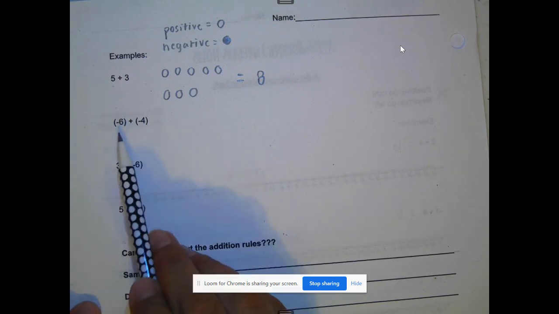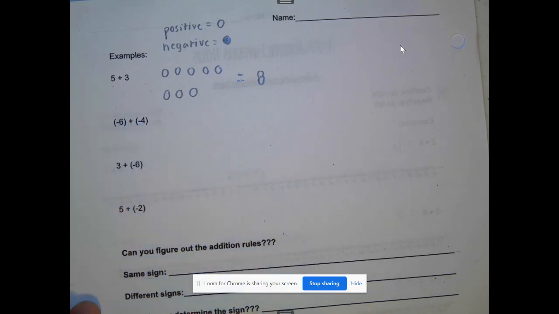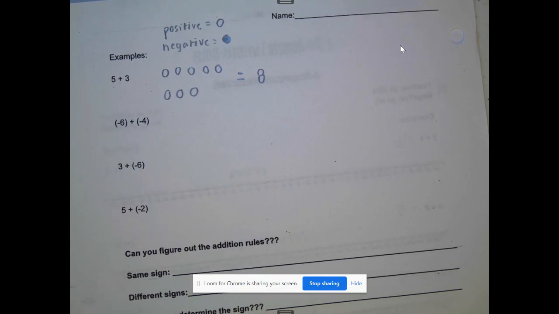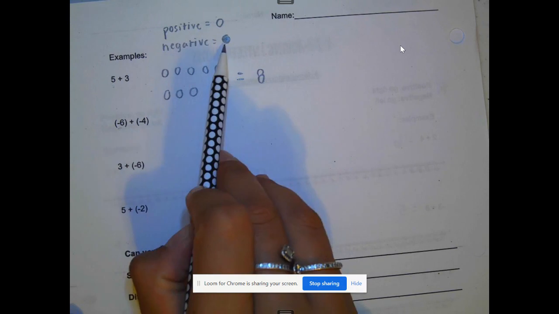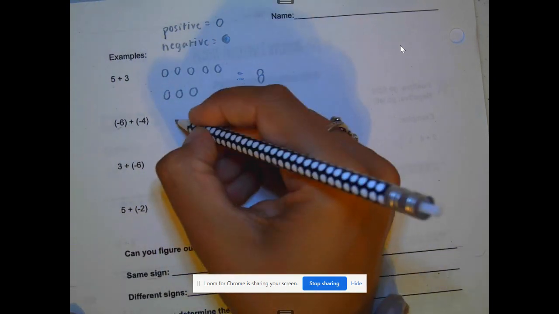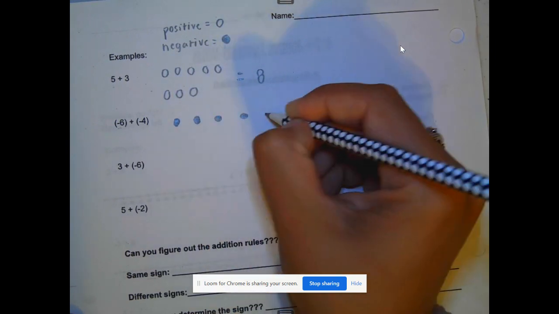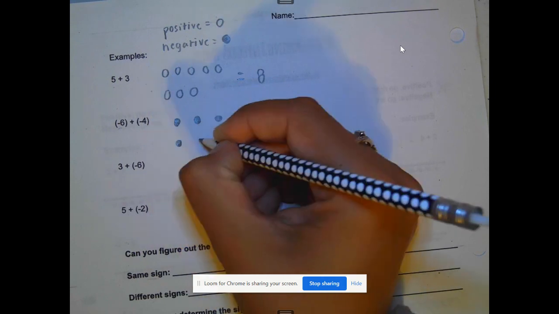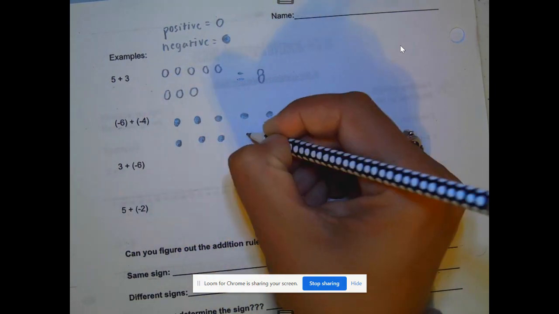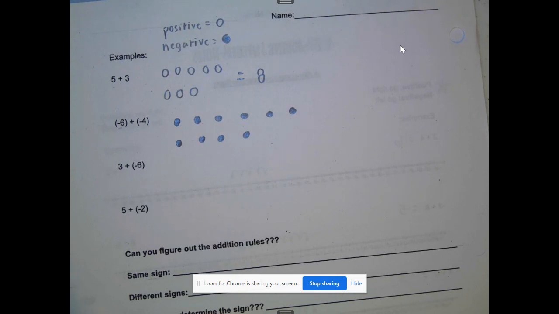Next example, I have negative 6 plus negative 4, okay? So we need to draw 6 closed circles to represent negative 6. 1, 2, 3, 4, 5, 6. That represents my negative 6. Now I need to do the negative 4. So I'm going to draw 4 closed circles. 1, 2, 3, 4. So they're all closed circles, so nothing cancels out.